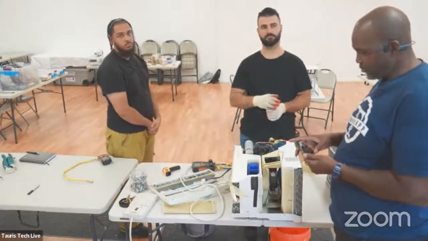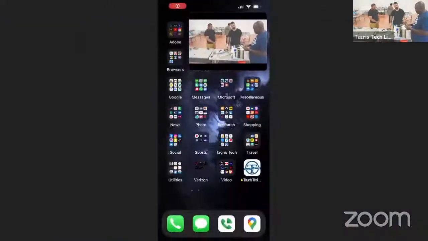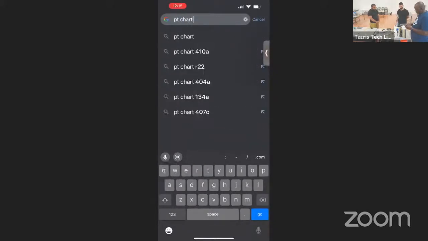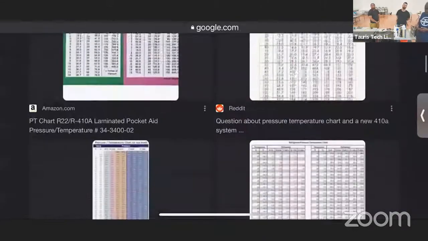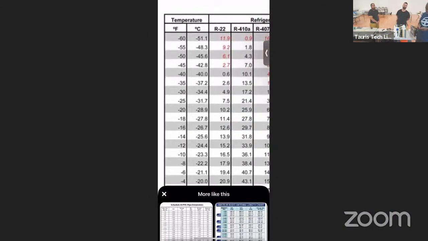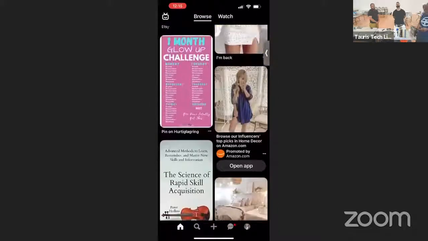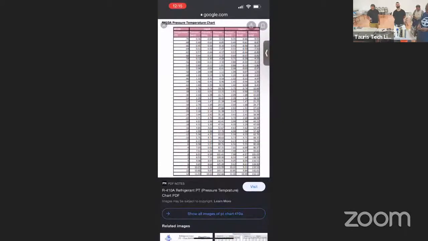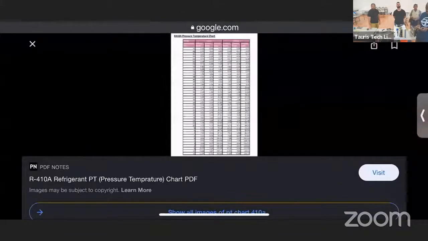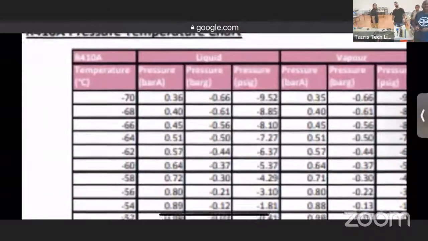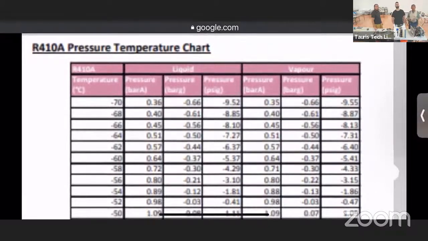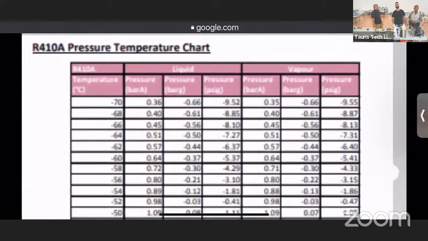We also, let's see. If you look at the PT chart, some refrigerants will show you the two. If I look up a 410A PT chart, it will show you. What just happened? Okay, so I know it's fuzzy. This says 410A, and it says temperature, right? You see there's a bunch of columns, but look at the top where it says liquid and vapor.